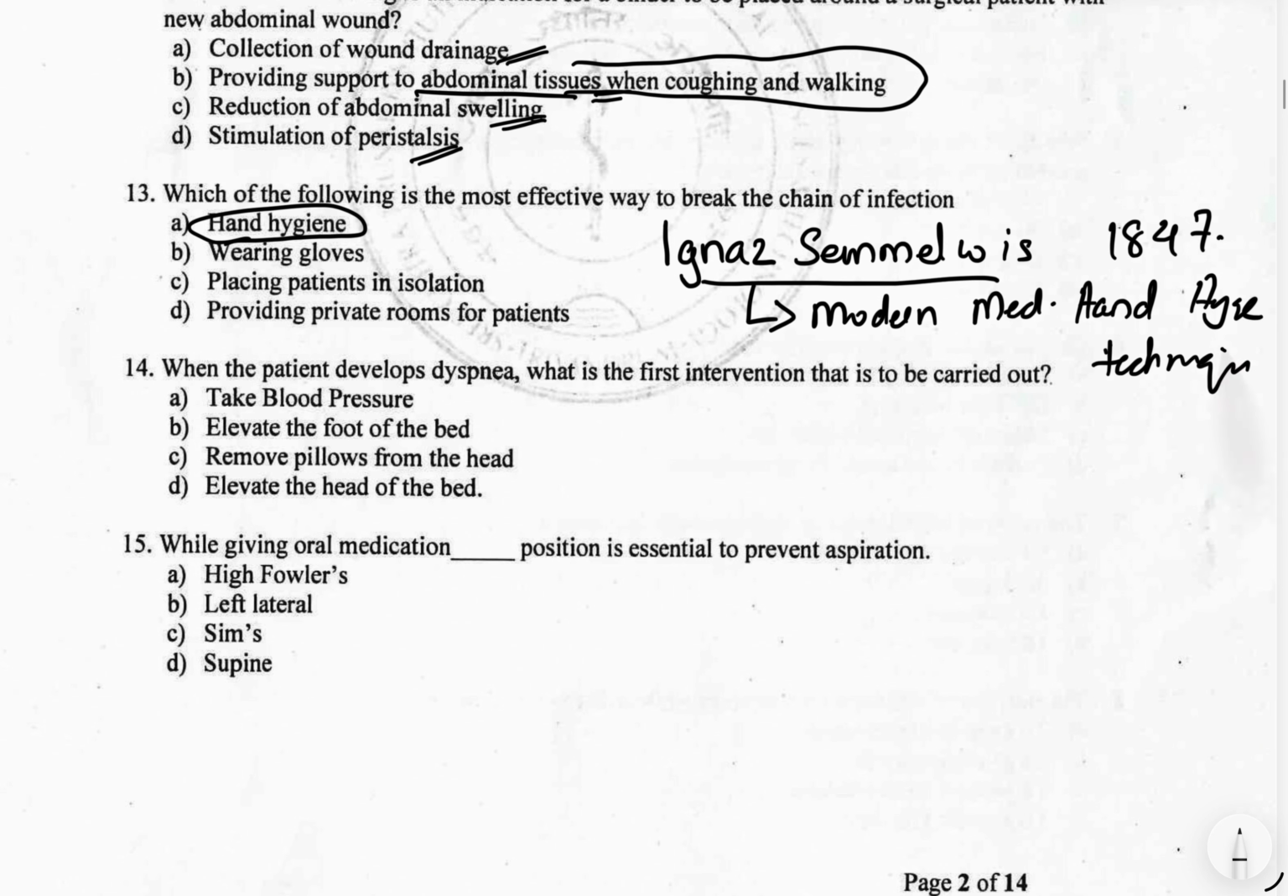Very important. This question has been asked once, that's why I'm saying it again here. Which of the following is the most effective way to break the chain of infection? Hand hygiene, obviously. And the modern techniques of hand washing were found by Ignaz Semmelweis. He's a Hungarian physician, and he found it in 1847. Okay, Ignaz Semmelweis is the name of the Hungarian physician who discovered the hand washing techniques.